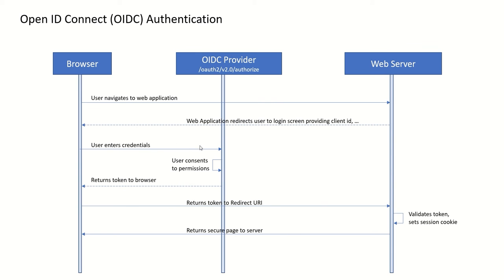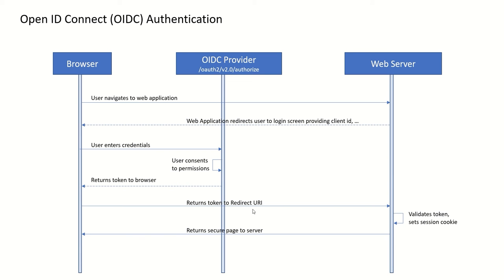The user enters the credentials, and once it is validated by the OIDC provider, a token is returned back to the browser. And then from the browser, the token is returned to the redirect URI. Whatever token is generated, let me not call it an access token for now. Let us call it simply, in our case, our SSO token, which is nothing but an OIDC token, which is returned to the redirect URI.